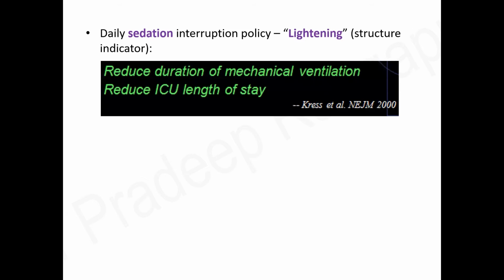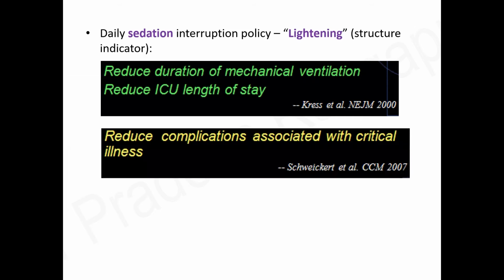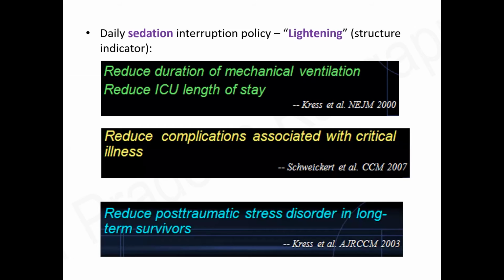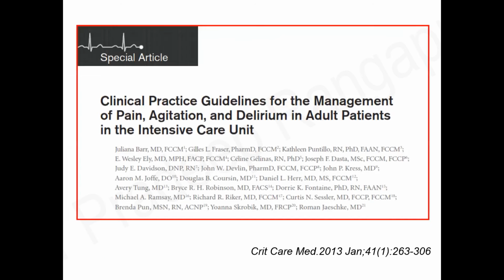It has been shown that daily sedation interruption reduces the duration of mechanical ventilation. This is something that needs to be adopted in every ICU. Sedation interruption also reduces the complication rates as per these studies, and it is also shown to reduce post-traumatic stress disorder. So it reduces the complications, reduces the length of stay in ICU, reduces the duration of mechanical ventilation, and reduces the risk of post-traumatic stress disorder. So lightening is something that needs to be adopted, and it is a quality indicator in every ICU. That is something one needs to bear in mind.